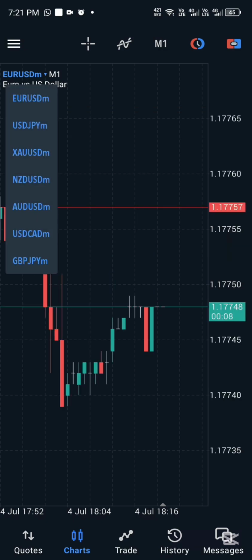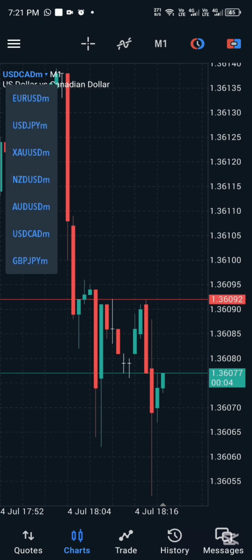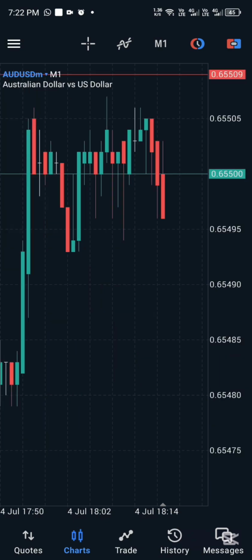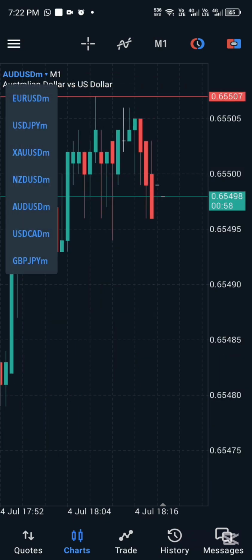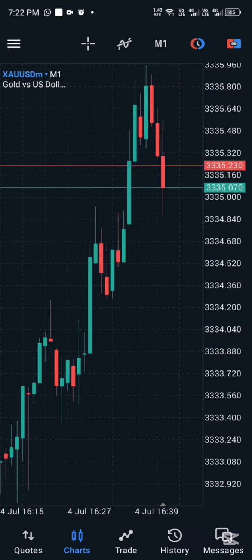Let's look at it on USD CAD, see how wide it is. On USD JPY, wide. Okay, AUD is wide also. But XAU is tighter. All right, so basically it's going to be favorable to scalp gold using Xness. It's going to be favorable to scalp gold because the spreads are much better.